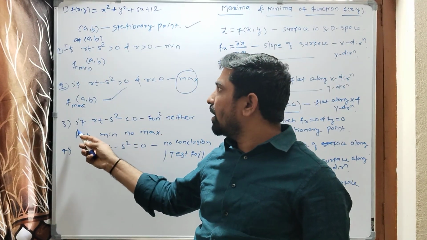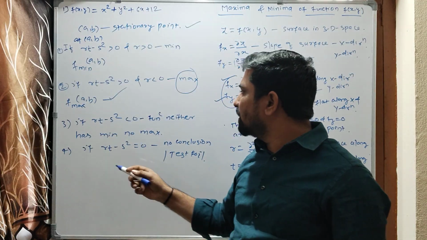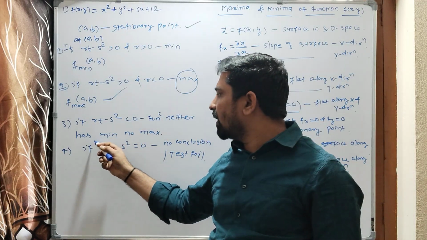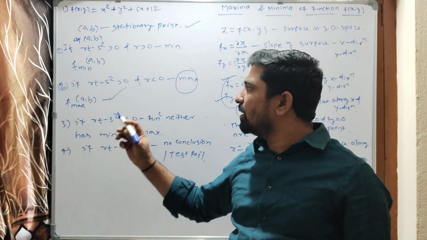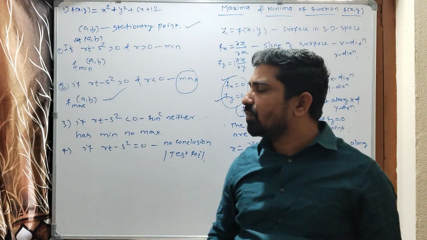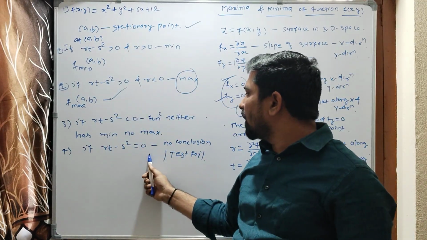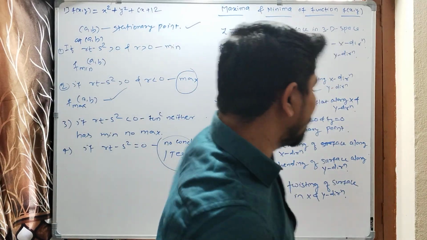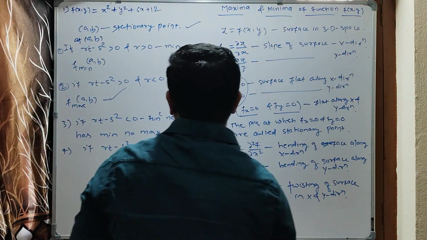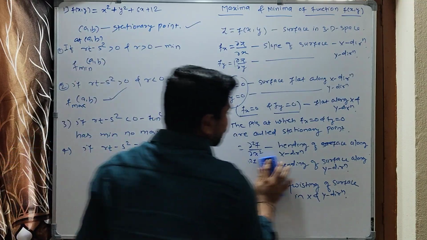And if at a comma b rt minus s square is less than 0, then the function neither has maxima nor minima. We can say that stationary point becomes the saddle point. And if rt minus s square equals 0, then the test fails; there is no conclusion. Now I want to solve one example so that you will get an idea.